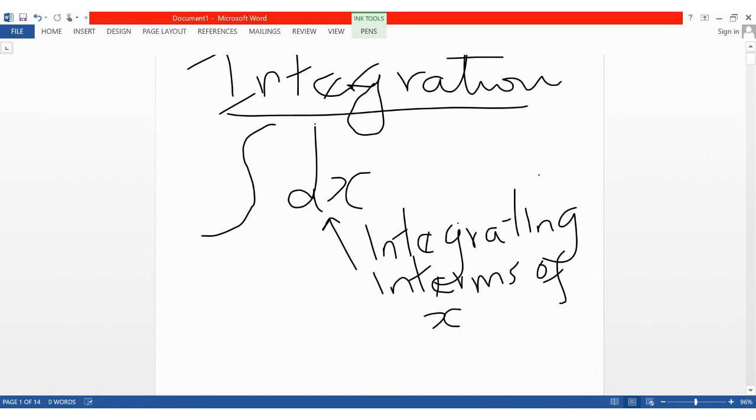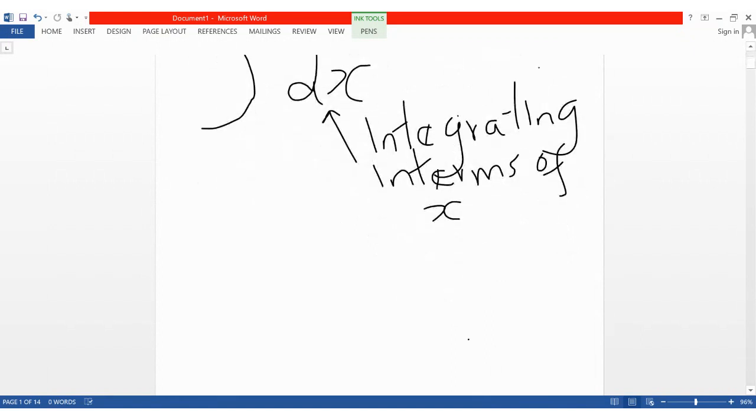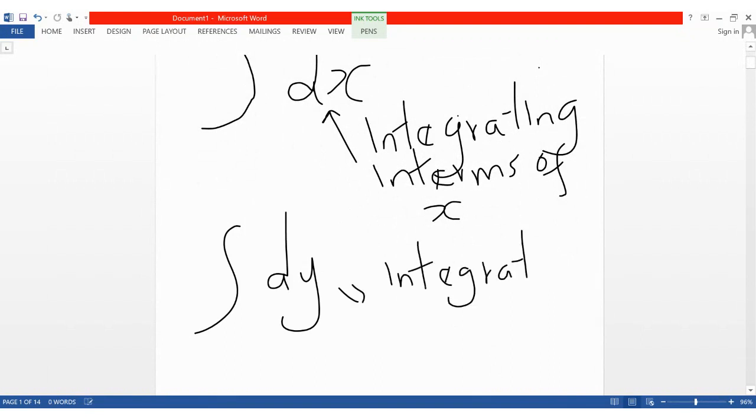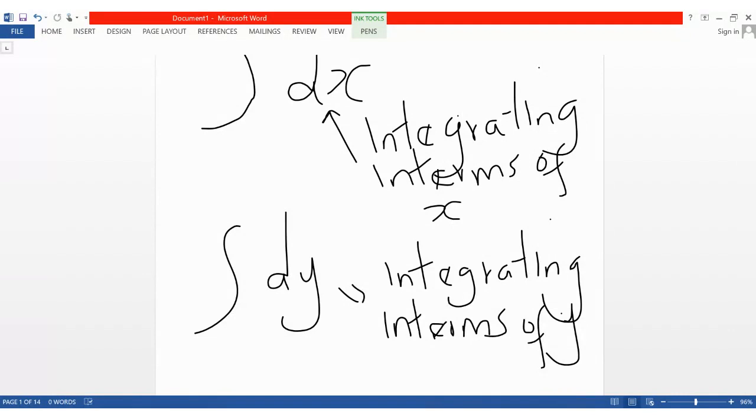If I have dy, it means that I'm integrating in terms of y. So that is basically the symbol of integration. The symbol of integration is as simple as that, so you can see what each part signifies.